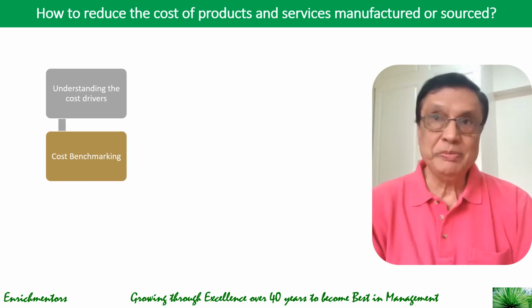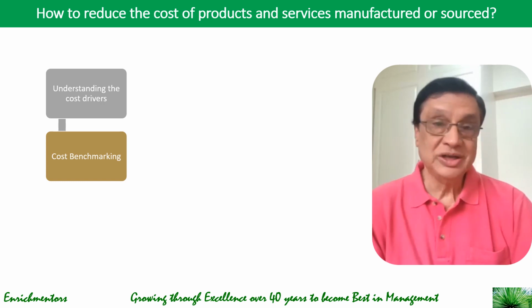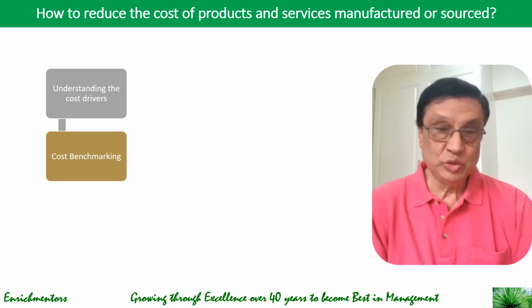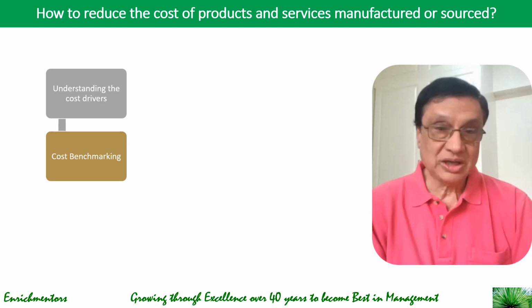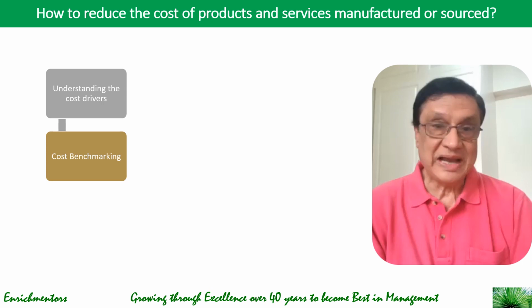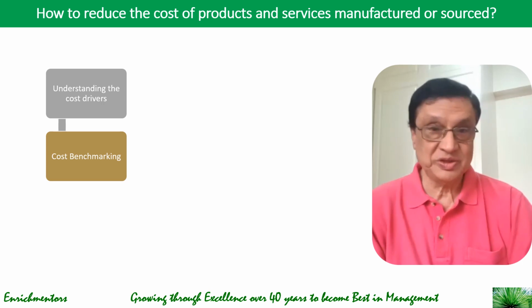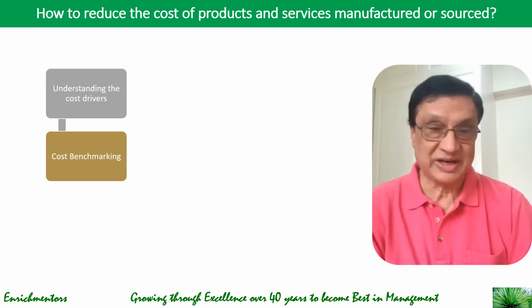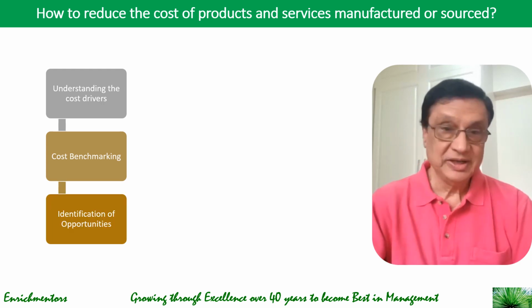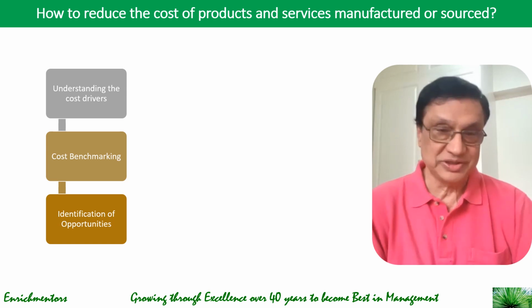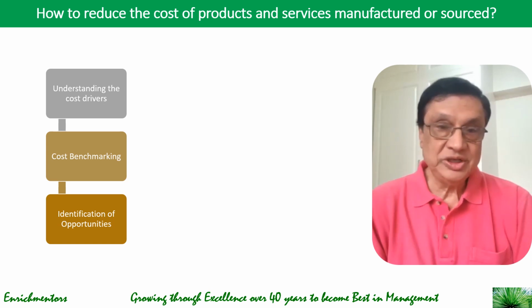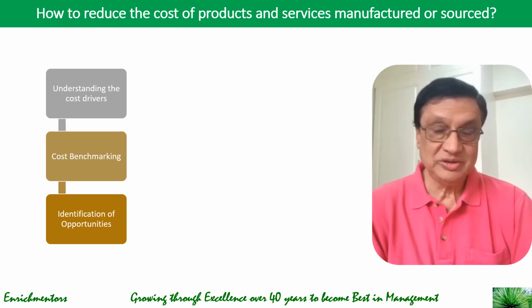Then you need to benchmark the cost of those with your lowest cost competitors. There would be people in the industry or any other place where the same product, same facility, is being run at lower cost. So you need to benchmark your cost with them specifically on those cost drivers that are key to you. Then from there you can identify opportunities. What are the places where you have an opportunity to reduce your cost? Is it the labor? Is it the fixed overheads? Is it that particular material or is it something else?